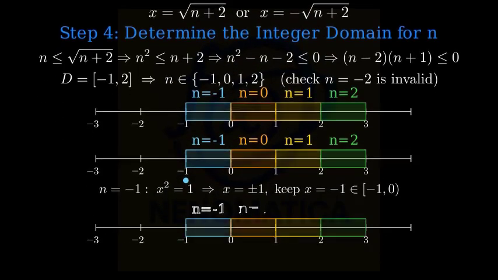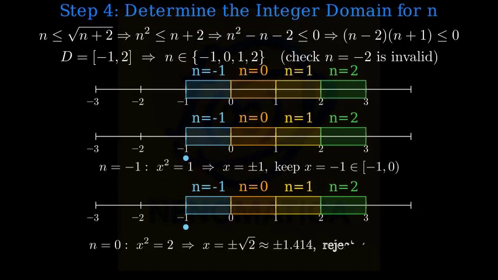Case n equals 0. The interval is from 0 up to 1. Substituting n equals 0, we get x squared equals 2, so x equals plus or minus square root of 2, about 1.414. Neither value lies in the interval from 0 to 1, so we reject this case.